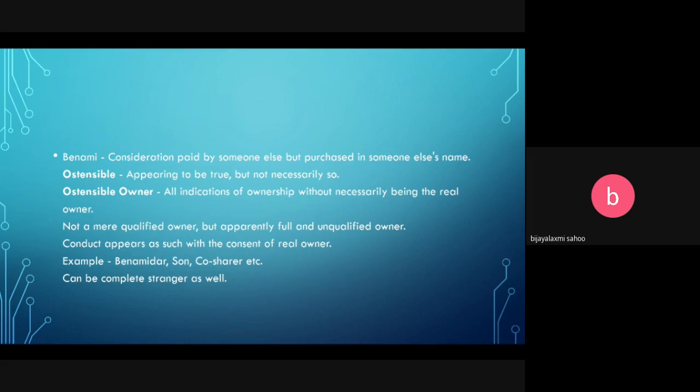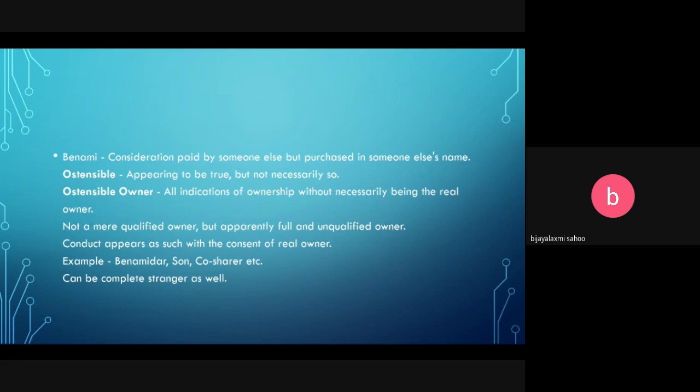He purchased a property in my name, but he paid the consideration. So right now, to the world, because it is recorded in my name, I seem like an owner, though my father has paid the consideration and he is the real owner. He wanted to avoid taxes, and that's the reason he purchased it in my name.